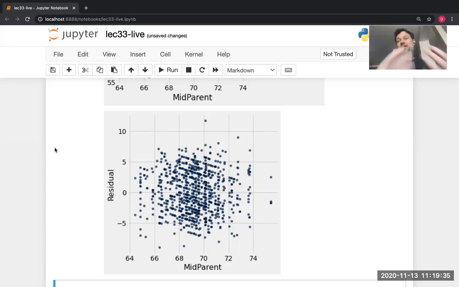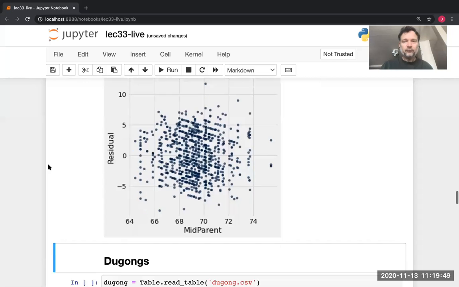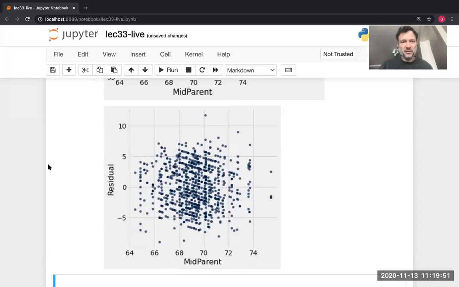Basically, if you see no trends in the residuals, that's a good sign. That's a sign that probably the data had a linear association, so using linear regression is reasonable. Okay, so those are residuals.